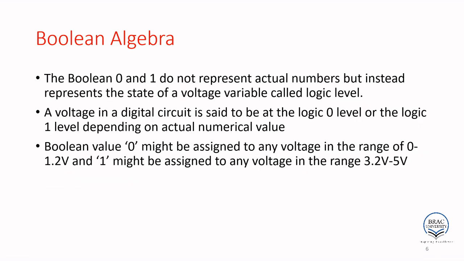The Boolean 0 and 1 do not represent actual numbers but instead represent the state of a voltage variable called logic levels. A voltage in a digital circuit is said to be at the logic 0 level or the logic 1 level depending on its actual numeric value. Boolean value 0 might be assigned to any voltage in the range of 0 to 1.2 volts, and 1 might be assigned to any voltage in the range of 3.2 to 5 volts.